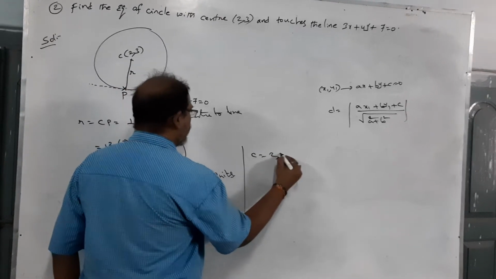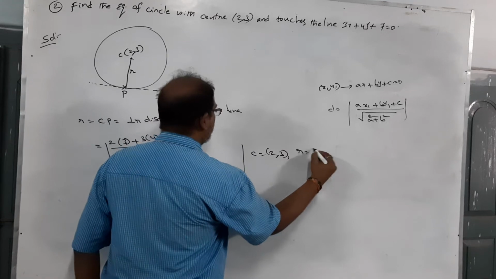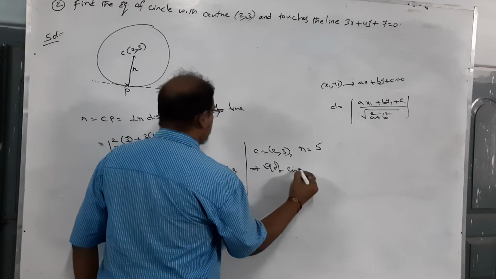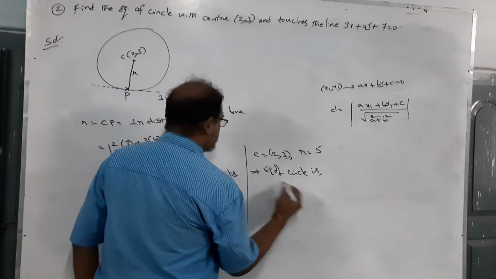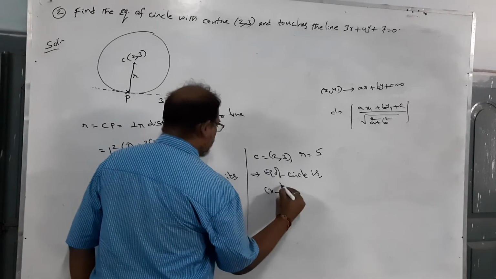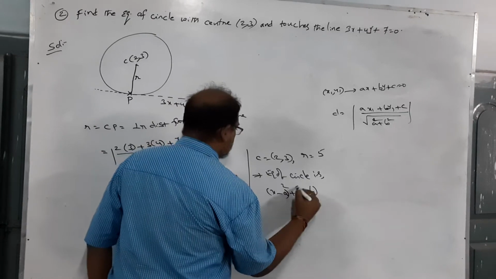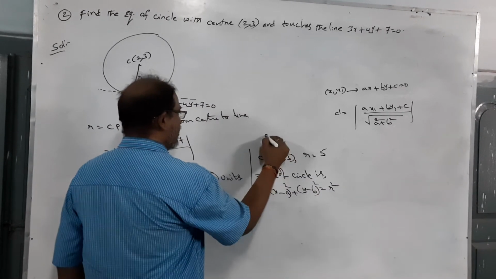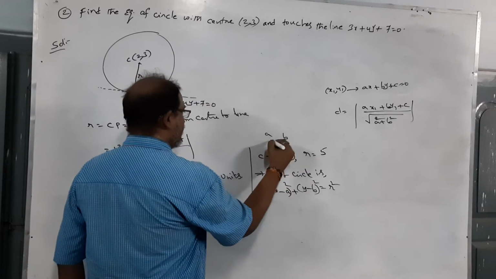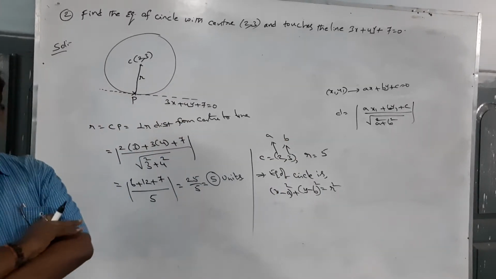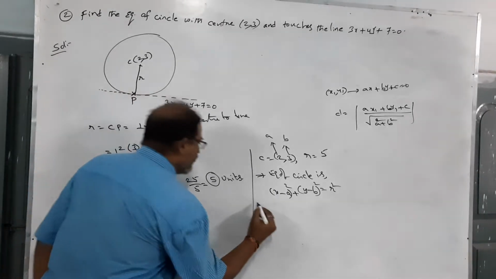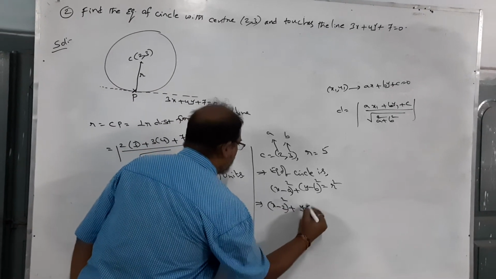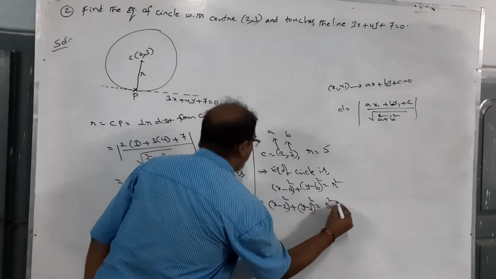Therefore, center equal to (2, 3) and radius equal to 5 implies the equation of the circle is (x minus a) whole square plus (y minus b) whole square equal to r square, where (a, b) is the center. Here a equal to 2, b equal to 3. Now the required equation is (x minus 2) whole square plus (y minus 3) whole square equal to 5 square.